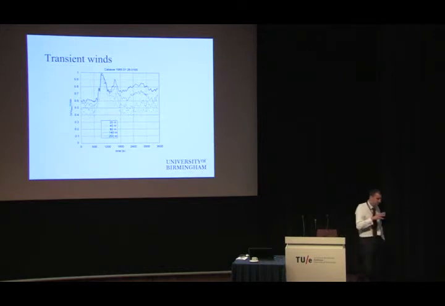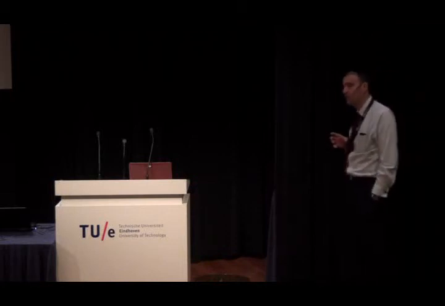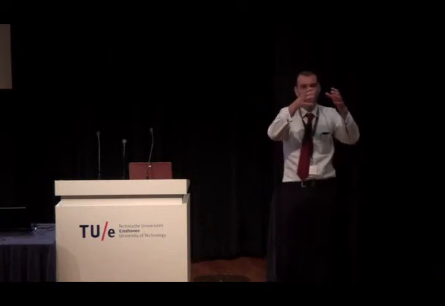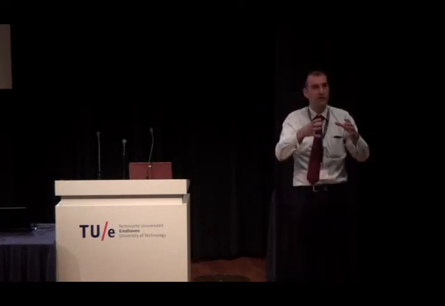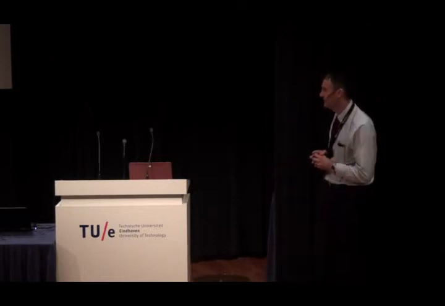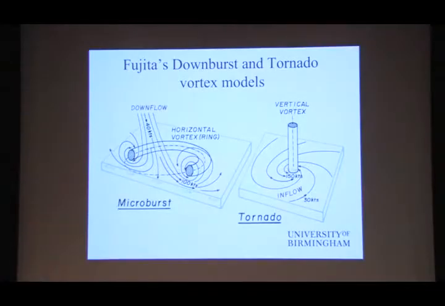Now, when most people think of non-stationary winds or transient events, they think of the now iconic, or idealised, Fujita models. The microburst, which tends to represent the thunderstorm, where we have a downward column of air coming vertically downwards, impinging on the ground, resulting in a ring vortex that spreads outward from the impingement centre. And we have some kind of model that represents a tornado, where you have winds flowing around the centre, and then the closer you get to the core, they go vertically upwards.